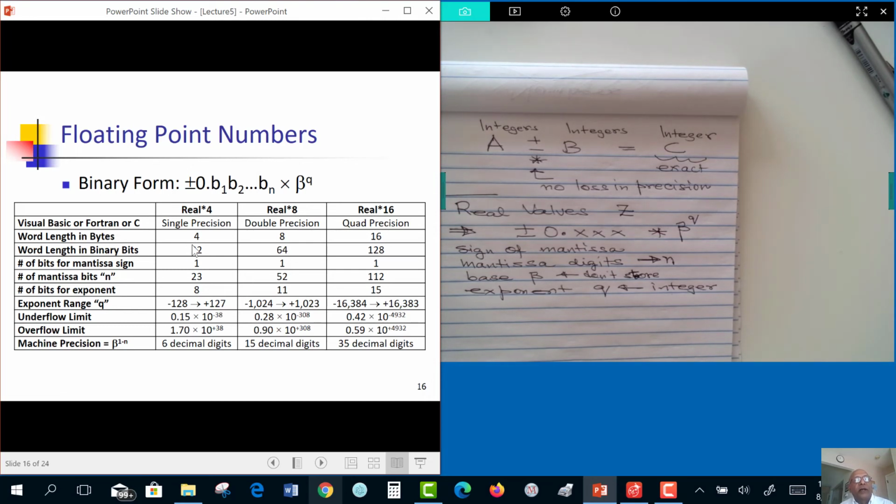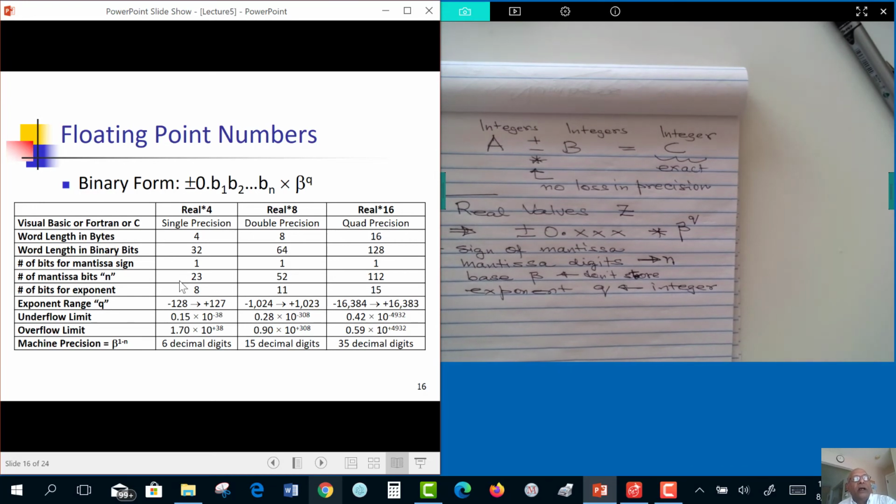So 4 bytes is 32 bits, so 8 bits per byte. You can see we're just multiplying by 8 here. So what we do is, for binary bits, we take 1 bit, which has 2 patterns, to represent our mantissa sign. So often the mantissa sign is 1 bit.